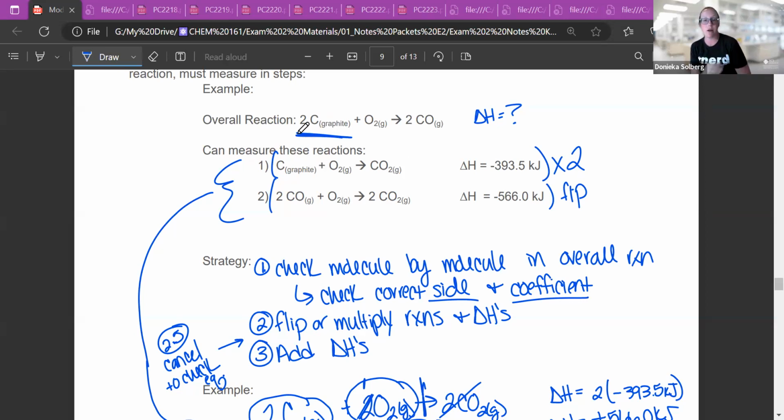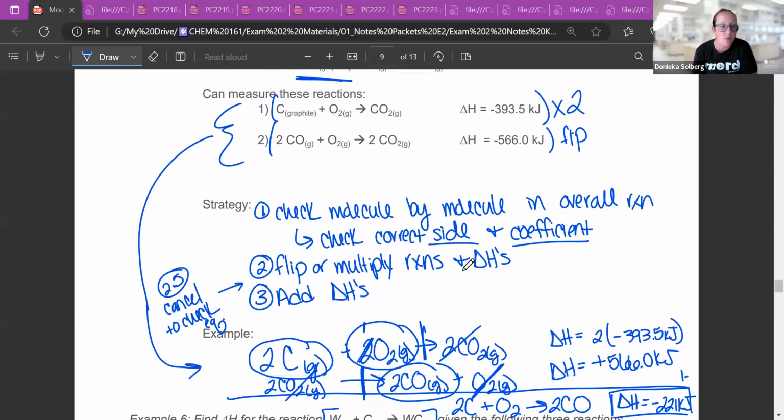If it wasn't, I'd have to flip that reaction. Does it have the correct coefficient? Well, if I'm looking at graphite, in the overall reaction, it should have a coefficient of 2. In this reaction, it only has a coefficient of 1. So what I'm going to need to do is double this whole reaction. If I double the reaction, it doubles the delta H. So you'll see I wrote this down here. I rewrote that equation: 2C plus 2O2 makes 2 CO2, and the delta H for that reaction is 2 times negative 393.5 kilojoules. So I checked the side and the coefficient.